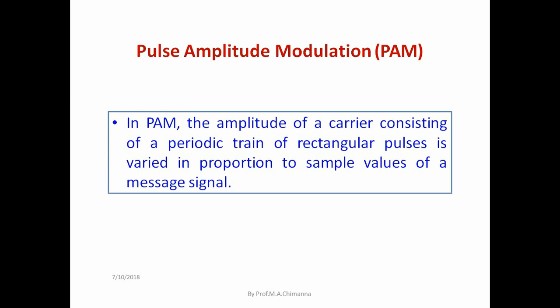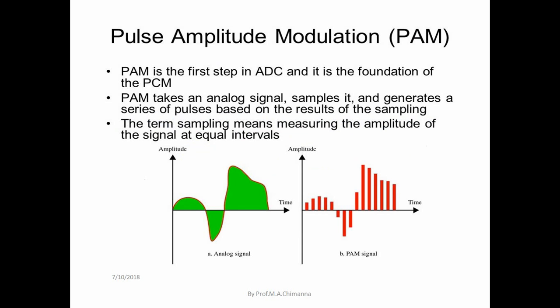In pulse amplitude modulation, the amplitude of the carrier, consisting of a periodic train of rectangular pulses, is varied in proportion to the sample value of the message signal. In the case of pulse amplitude modulation, the first step is the ADC, that is, the analog to digital conversion, and it is the foundation of PCM. For this example, here is the analog signal, and that analog signal is converted into the pulse amplitude modulated signal. Then it is converted into a train of pulses.